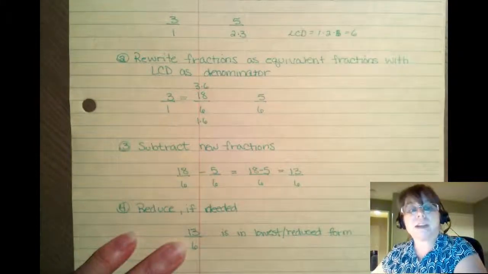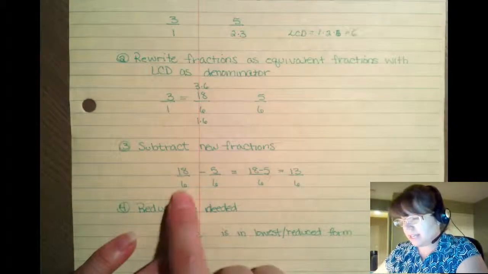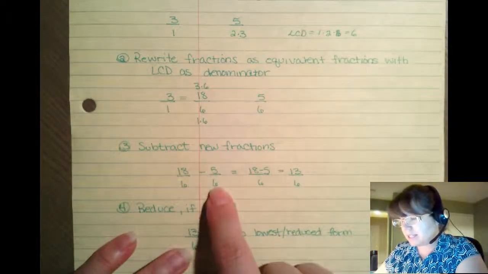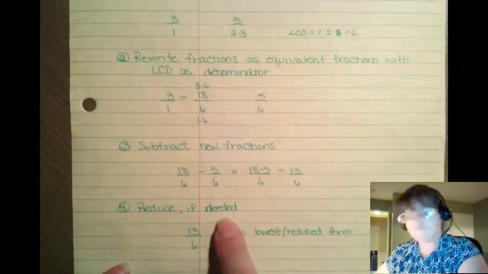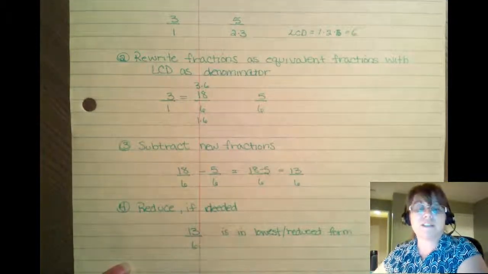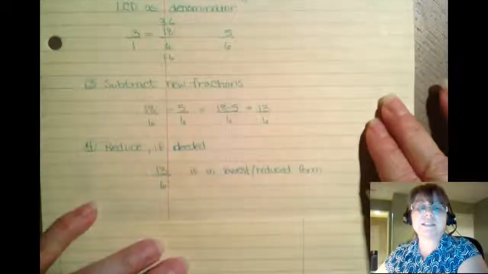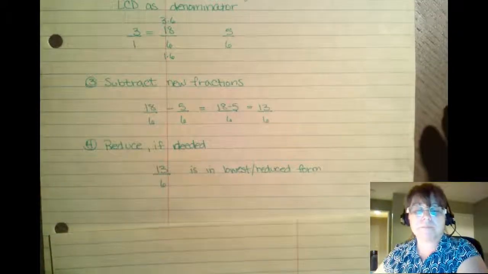Now we're going to subtract the new fractions. 18/6 minus 5/6 equals 13/6. We're going to reduce if needed, and in this case, we don't need to. 13/6 is the lowest and in reduced form.